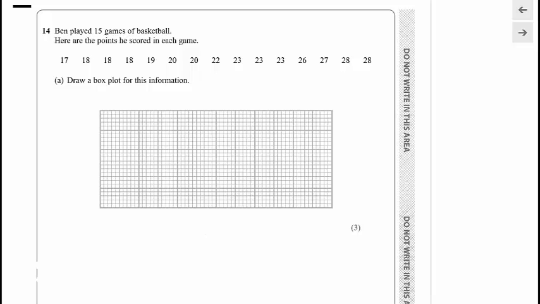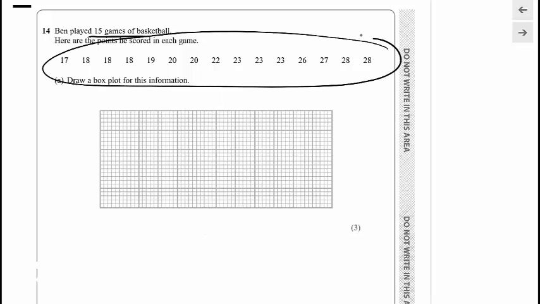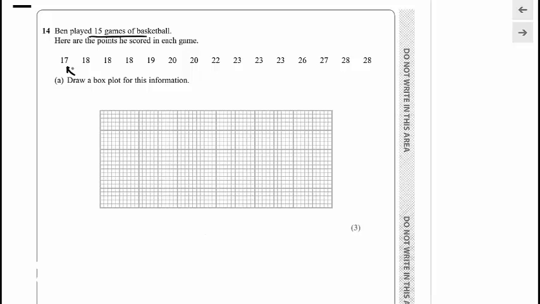Hello, so I've been told Ben plays 15 games of basketball. Here are the points he scored in each game. So I've got 15 numbers here. In the first game, he scored 17. In the second game, he scored 18. In the third game, he scored 18, and so on, and so on. And I've been asked to draw a box plot for this information.